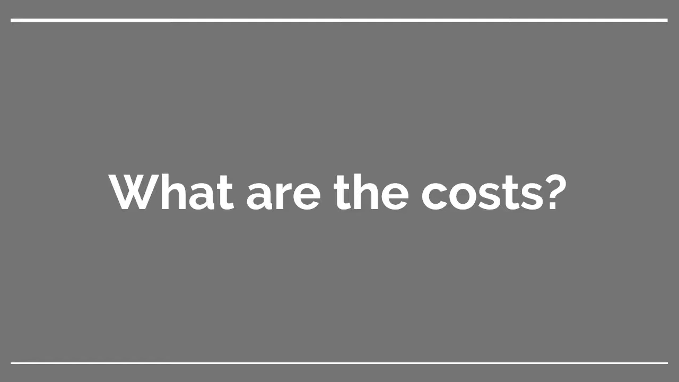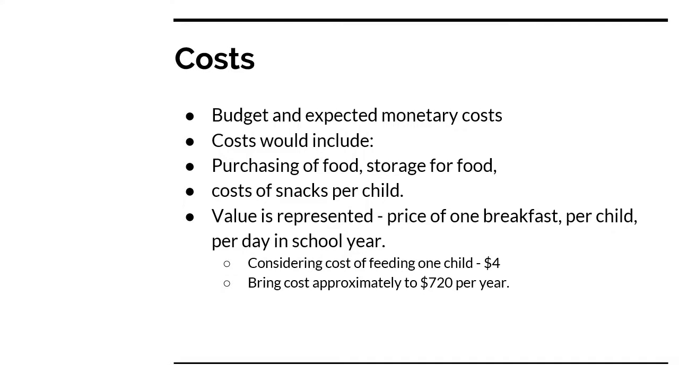We are now going to look at the overview of major costs. An important consideration in the planning process is budget and expected monetary costs. For this initiative, costs would include storage for food and the cost of the snacks per child. Based on the school population, this will vary from school to school. However, since most funds will be going towards the purchase of the food, this value can be represented as the price of one breakfast per child per day in a school year.